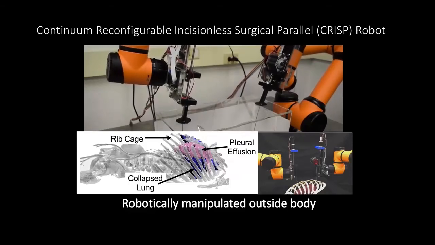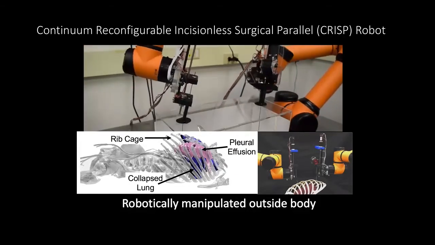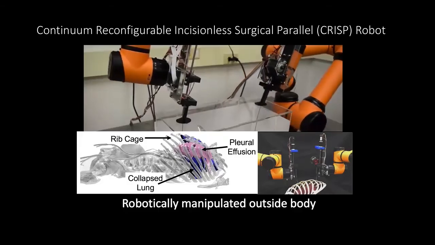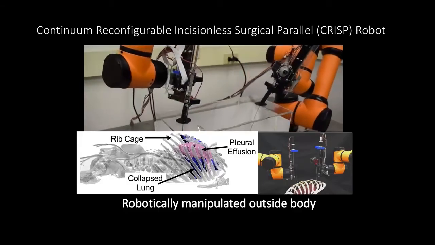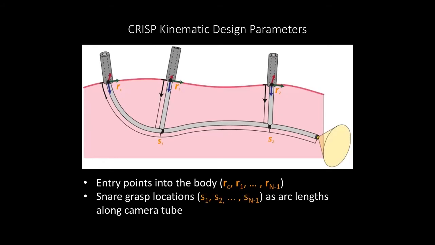In order to diagnose the cause of the effusion, physicians must visually inspect the space. In this case, the tubes would enter between the patient's ribs and assemble into the parallel structure in the pleural space. We consider the optimization of a set of kinematic design parameters for the CRISP robot that are set prior to the surgical procedure. These parameters include the entry points where the tubes are inserted into the patient's body, as well as the snare grasping locations which dictate the parallel structures of the CRISP robot inside the body.